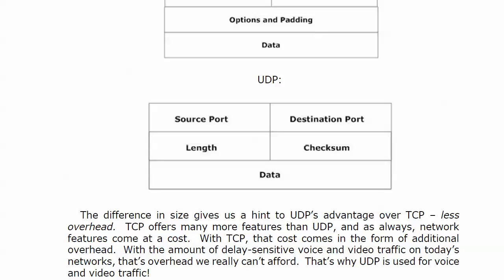And with TCP, that cost comes in the form of delays because we get additional overhead. And with the amount of voice and video traffic on today's networks, that is overhead we absolutely cannot afford. And that's the big reason why UDP is used for voice and video traffic, is the lower overhead.